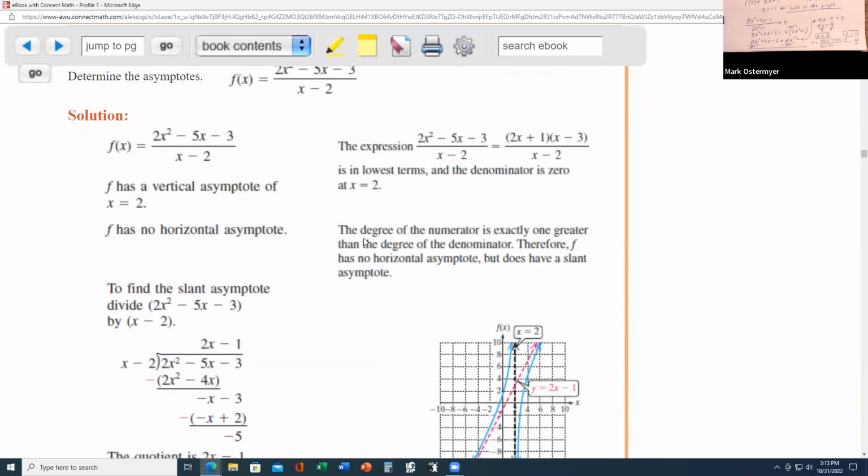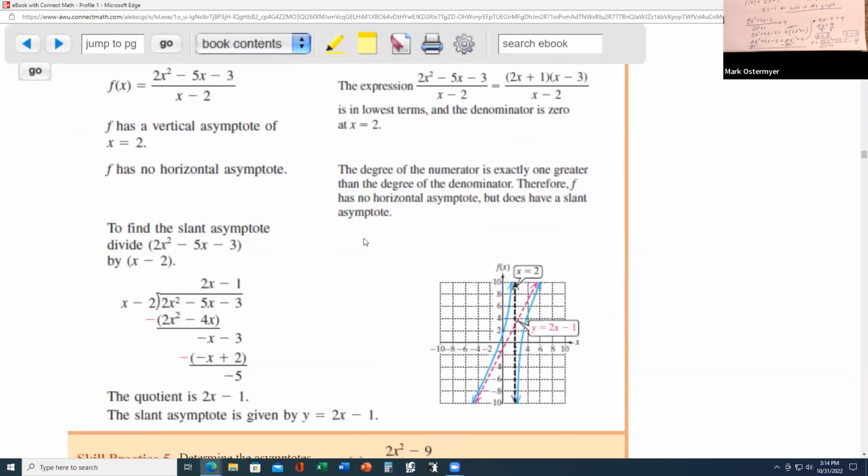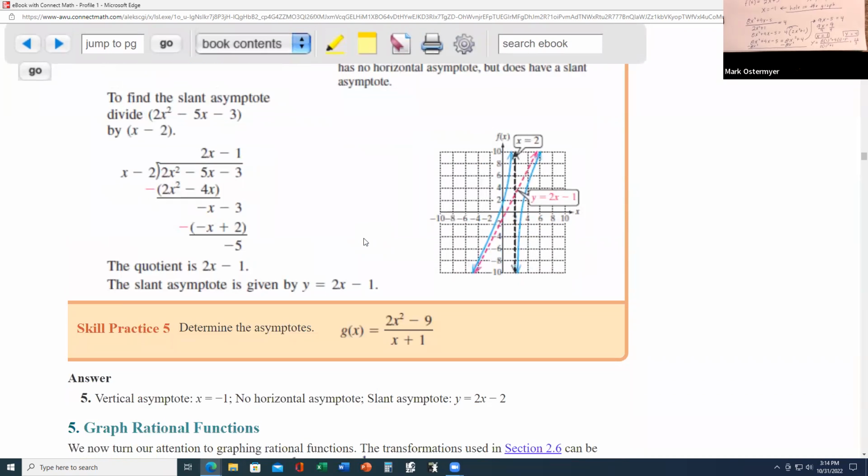Wait a minute. Yeah, you can use synthetic division also. So the equation of the slant asymptote is just y equal to 2x minus 1. That is it. And notice that they graphed y equals 2x minus 1. That is the slant asymptote.